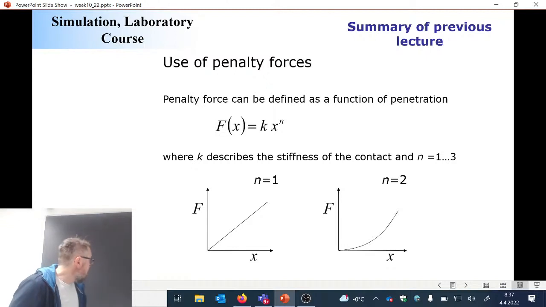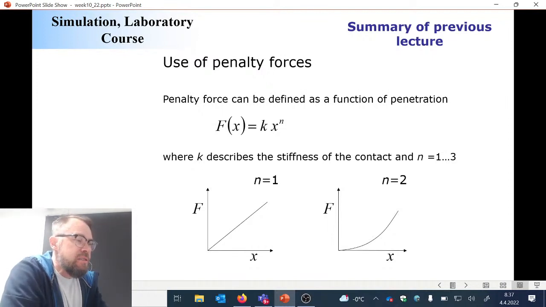So let me see how well this is visible. So if I would have here a rigid ball, let me see. There is quite a bit of delay, so let's see how well this appears.